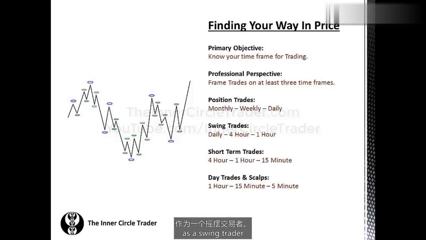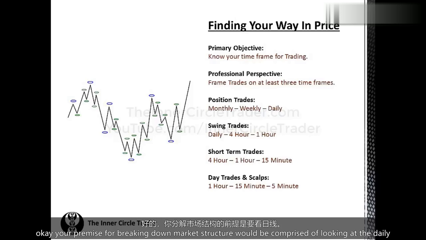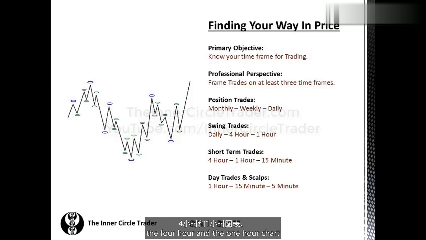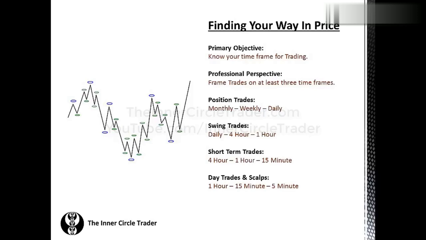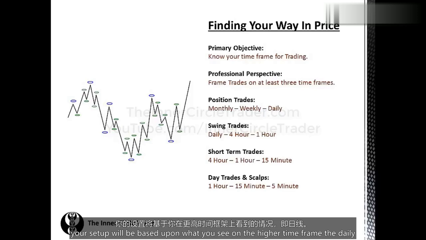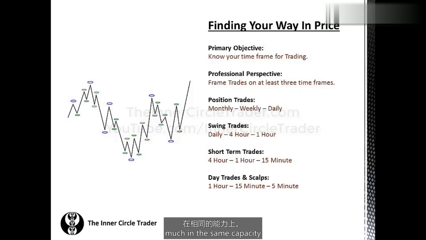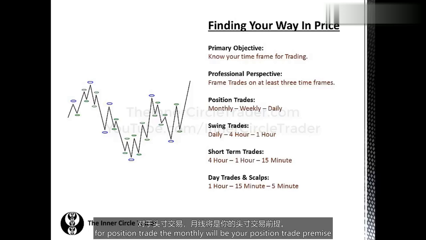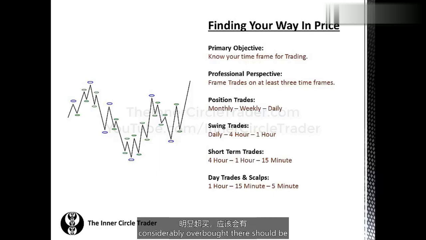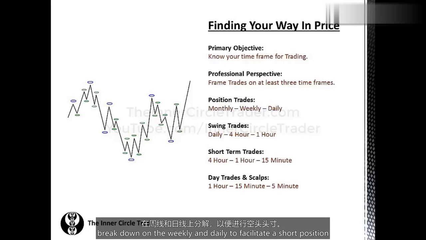Now, as a swing trader, your premise for breaking down market structure would be comprised of looking at the daily, the 4-hour, and the 1-hour chart. Your setup will be based upon what you see on the higher time frame, the daily. Much in the same capacity for a position trade, the monthly will be your position trade premise. In other words, if we are considerably overbought, there should be some kind of a topping formation on the monthly chart. You would look to see market structure break down on the weekly and daily to facilitate a short position.